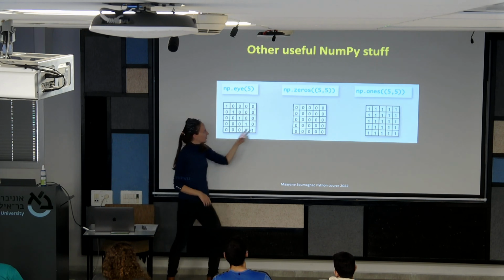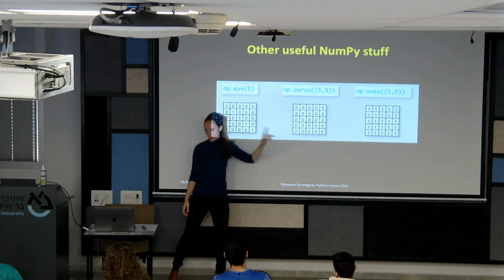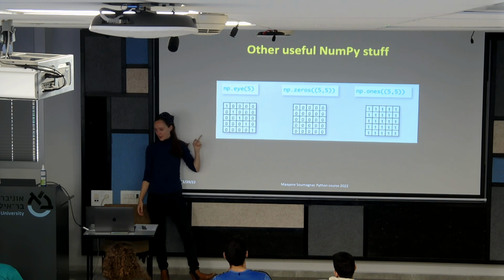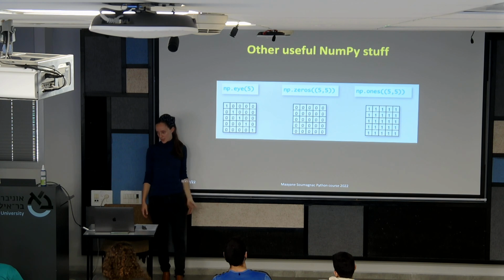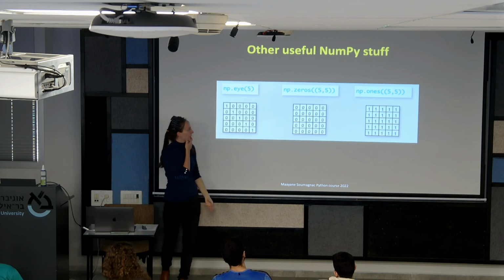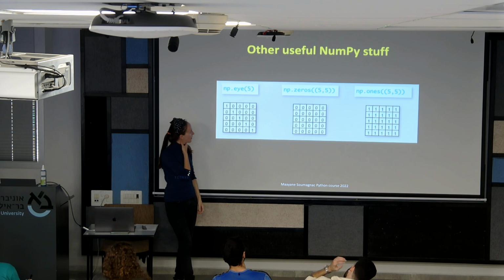But you could make a non-square matrix full of zeros. You cannot make a non-square diagonal matrix. So this is why it doesn't require you to specify both dimensions. Okay. So these are good to know. They can be useful.